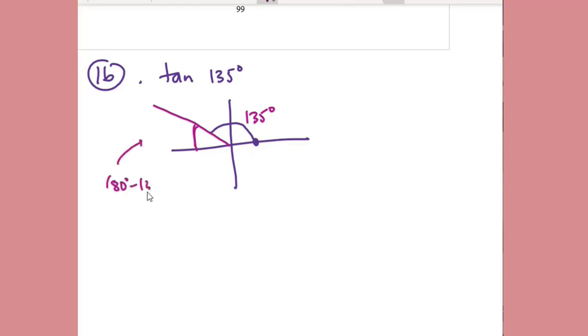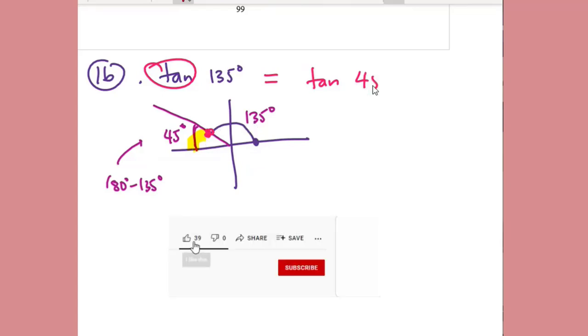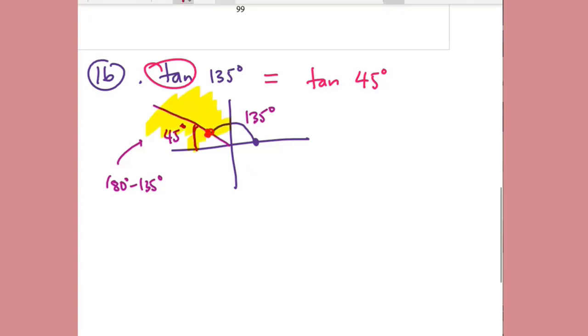180 degrees minus 135, so this one is actually 45, right? 45. We stop here and consider this acute angle and check. This is equal to tangent, stay tangent, it does not change to sine or cos. Confirm tangent. So tangent 135 is equal to tangent 45 degrees. But this lies in the second quadrant, so for tangent, the value is negative.